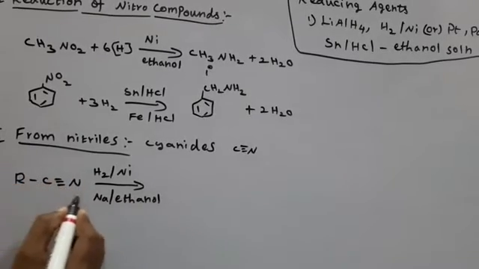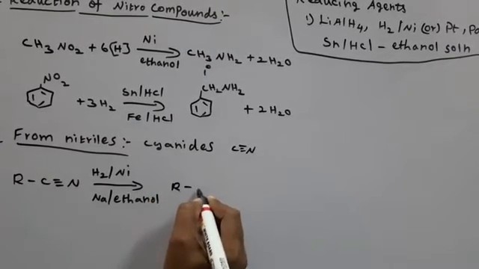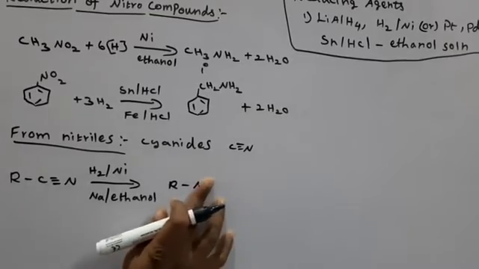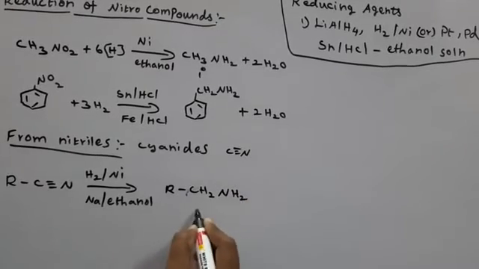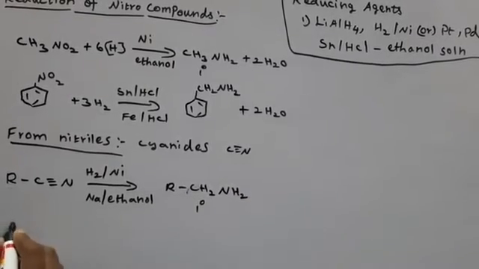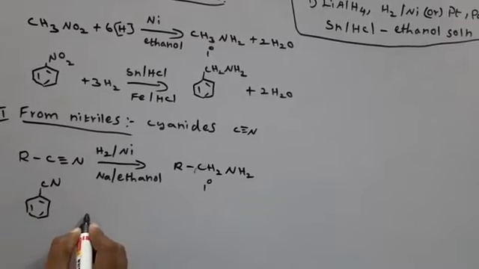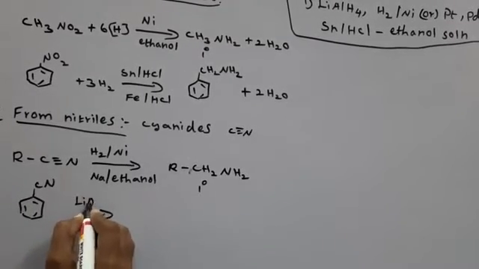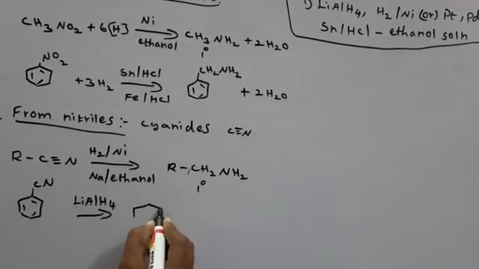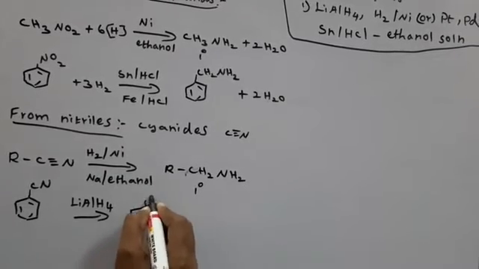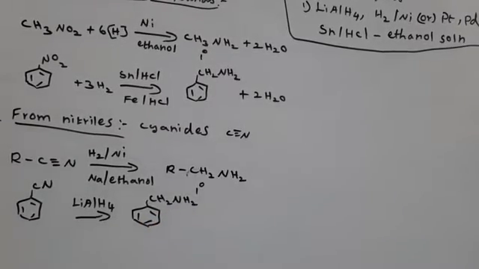So this cyano group is converted into an amine group, NH2, or CH2NH2. This is a primary amine. Suppose aryl cyanide in the presence of lithium aluminum hydride, a suitable reducing agent. This cyanide group is converted to give amine, CH2NH2. So this is your preparation from nitriles.